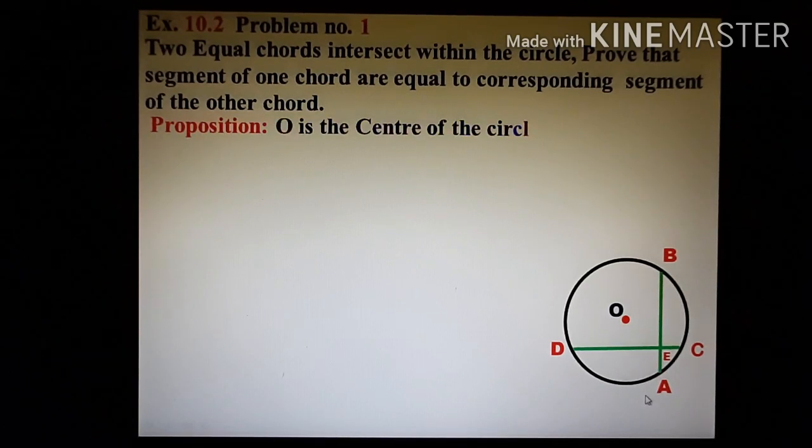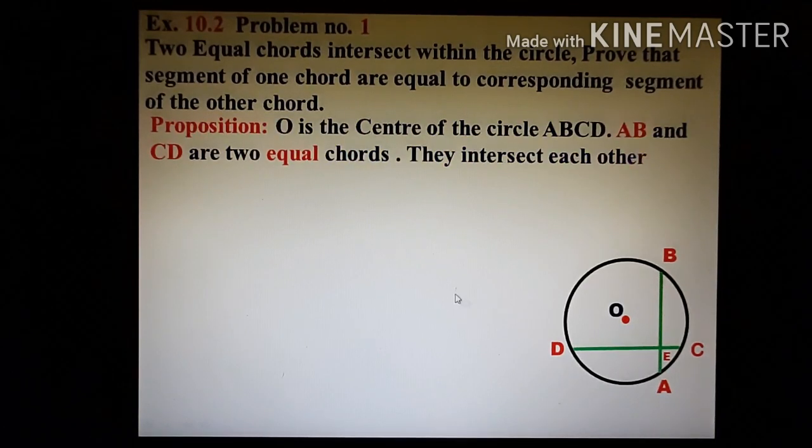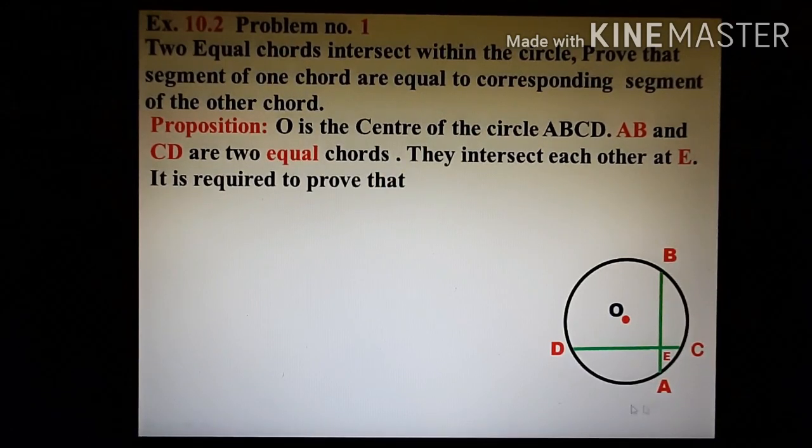So my dear, what will be our proposition? O is the center of circle ABCD and what? AB and CD chords intersect each other at E. It is given, my dear. It is required to prove, as I told earlier, AE is equal to CE, BE is equal to DE.